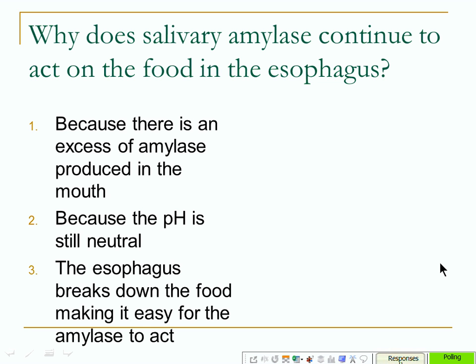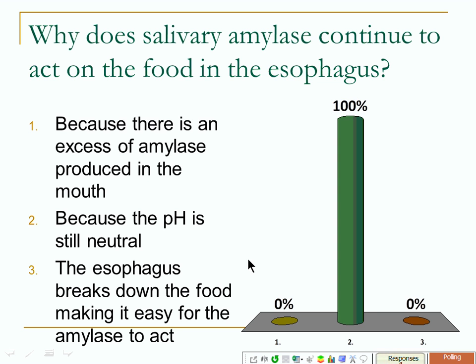Okay. Why does salivary amylase continue to act on the food in the esophagus? Yes, because the pH is still neutral, and the same in the fundus, when you have a lot of food, so it can still act there.